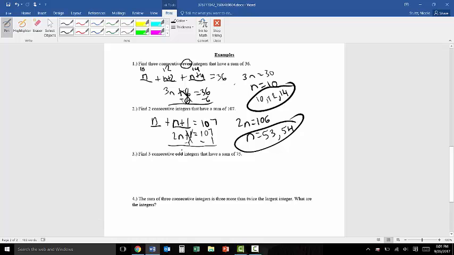Okay, number 3, now we have consecutive odd numbers, so this is a case 1. So there are 3 numbers that make 75. The first one is n. We are going to count by 2's this time, using that case 1 setup, and then we solve.